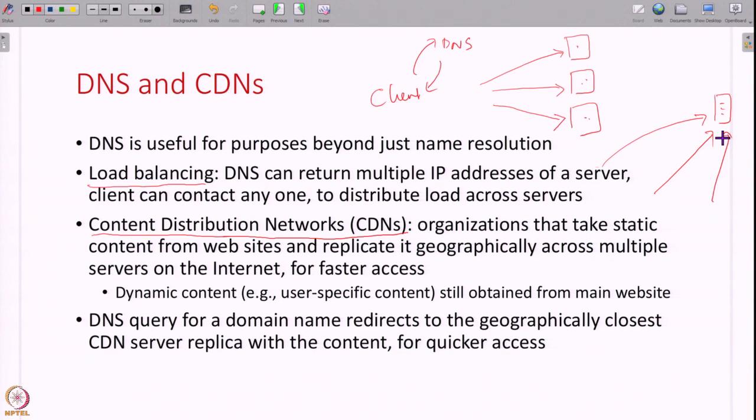So instead of that, what you will do is this content can be given to companies which are called CDNs, and these companies have data centers and networks all around the world. So they will take this content of a website, make copies of it and store it all around the world, say one in America, one in Africa, one in Europe, whatever, different places they will have their data centers and they will replicate this content.